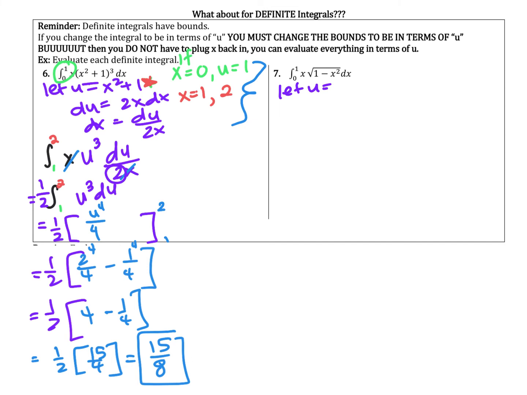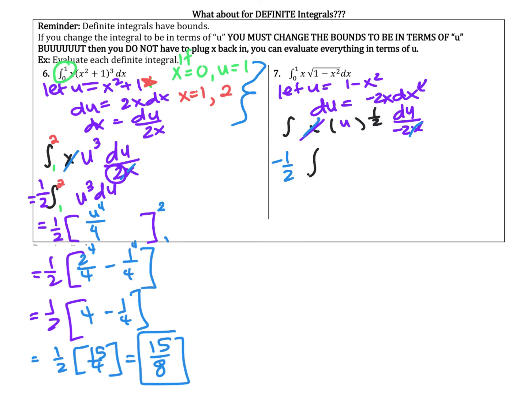Let's let u equal 1 minus x squared. So du is going to be negative 2x dx. And let's go ahead and write the integral. I'll come back to the bounds in just a minute. This is going to be x times u to the power of 1/2 times du divided by negative 2x, if I solve this for dx here, which means my x's are going to divide out here. So I'm going to have negative 1/2 times the integral of u to the 1/2 du.